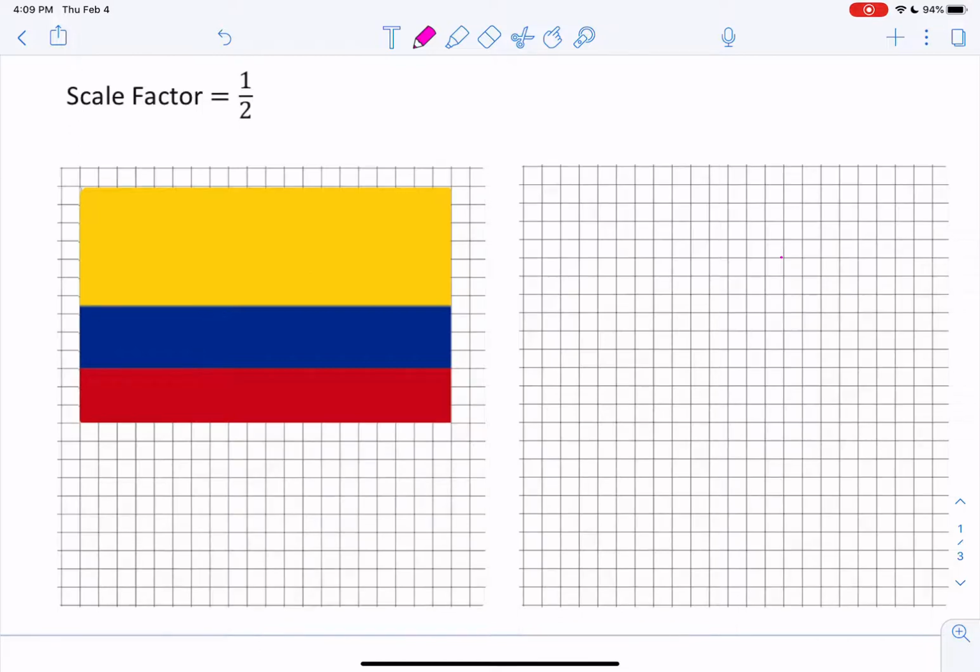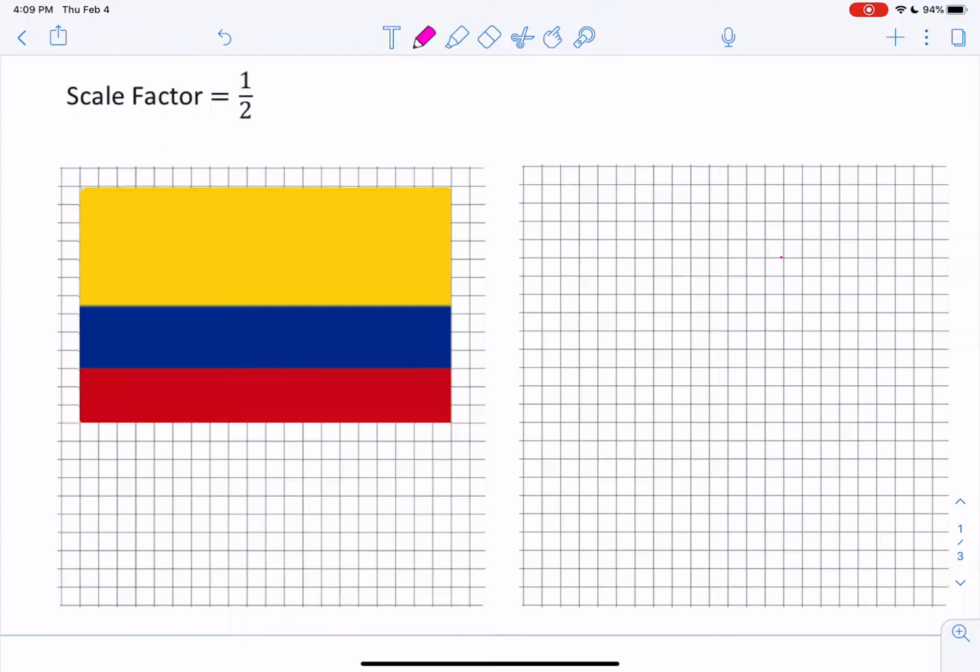If the scale factor is a whole number, your image is getting bigger. It's being enlarged. But if the scale factor is a fraction, then that means that your image is being reduced and it's getting smaller. There's reduction. So let's try this example where the scale factor is a fraction.